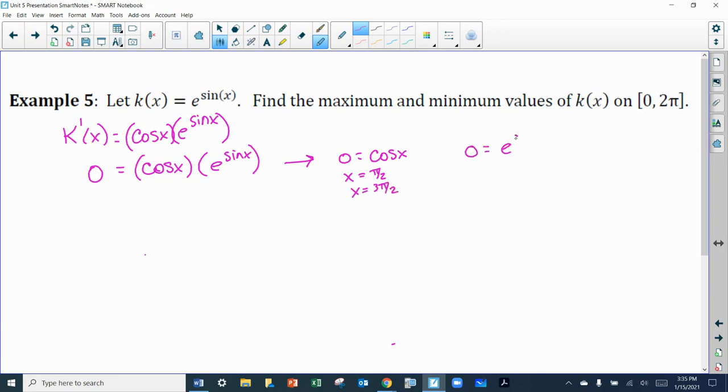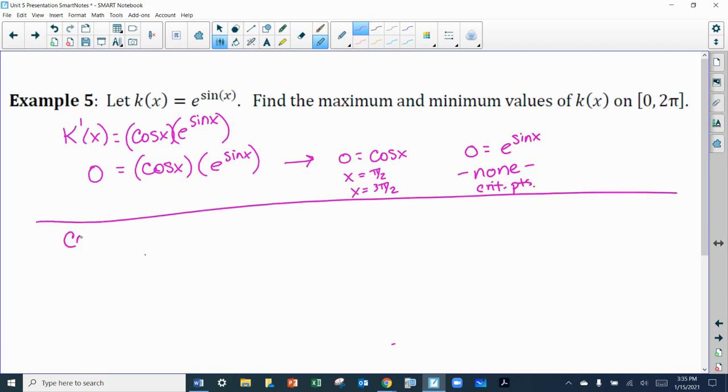Can e to the sine x equal 0? Nope. None. No critical points coming from there. It's not going to make sense English-wise, but we know what we're talking about there. All right, we got it. Let's create a candidates list. My endpoints, my critical points, because relatives can turn out to be globals.